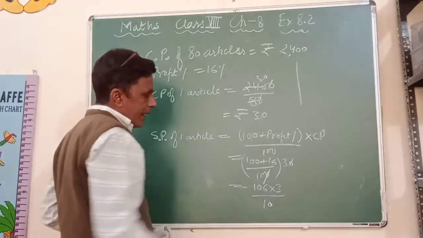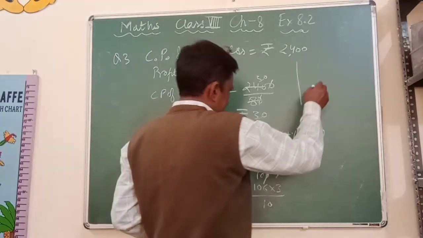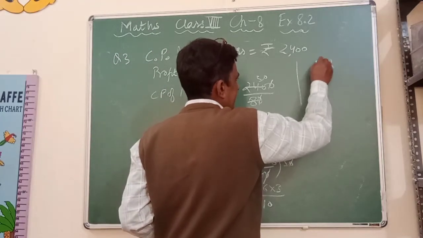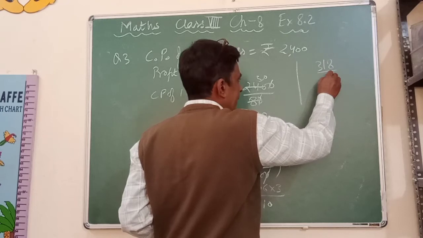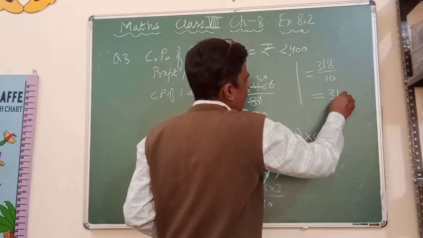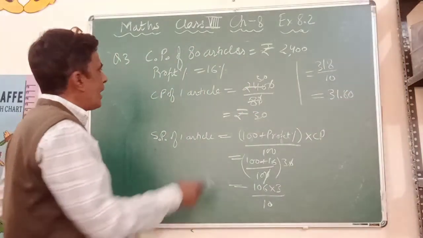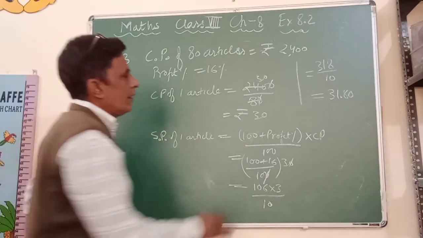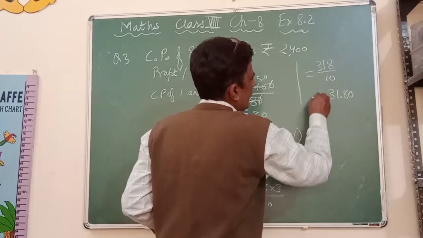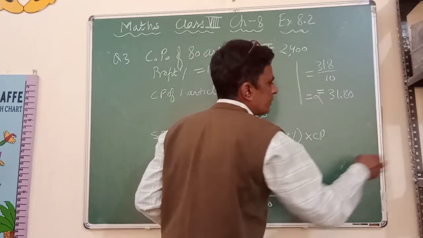We have to multiply 3 by 106. 3 sixes are 18, divided by 10. So it should be 31 rupees 80 paise. This is the answer of the third question. We should use the sign for rupees over here. Okay, this is finally the answer.